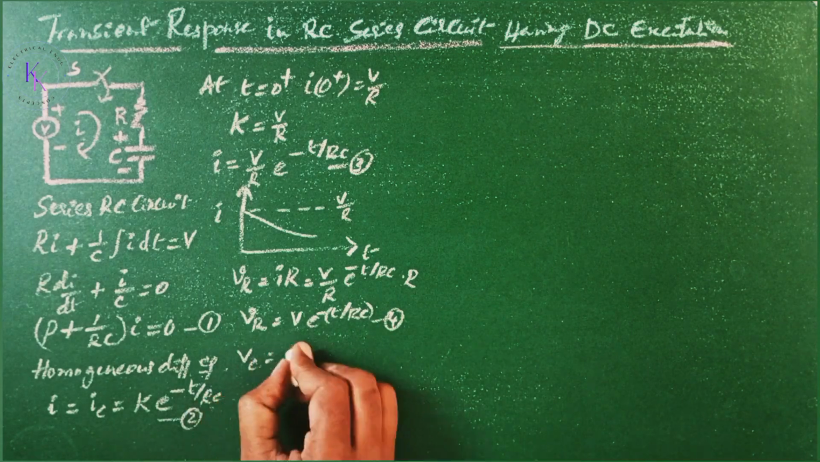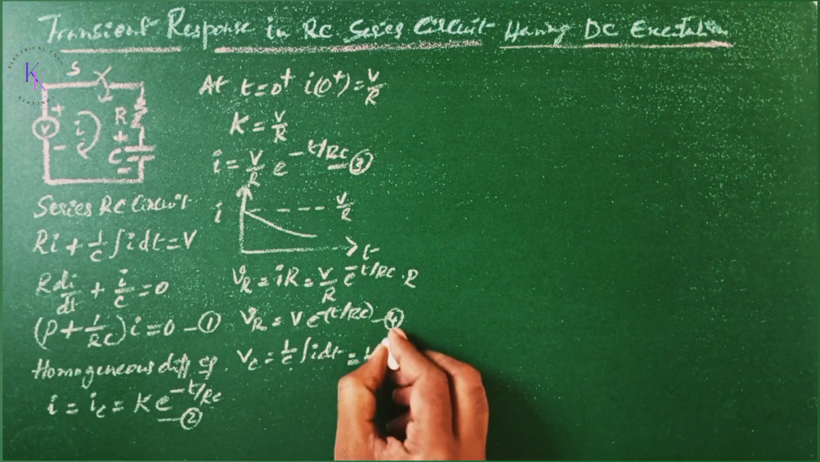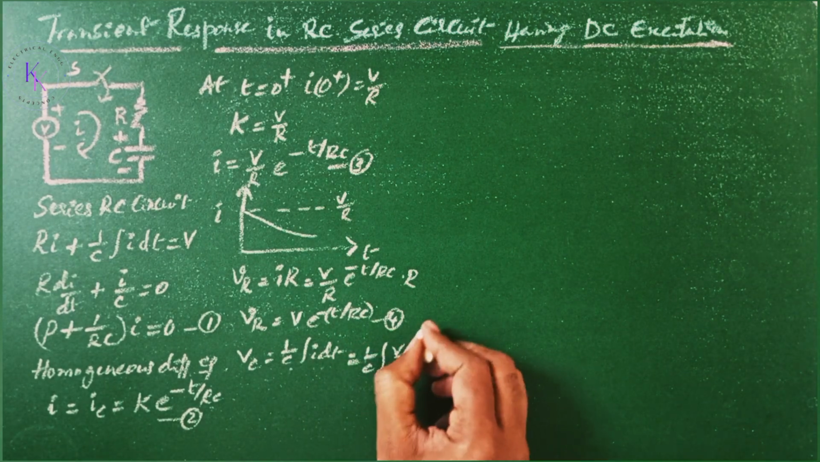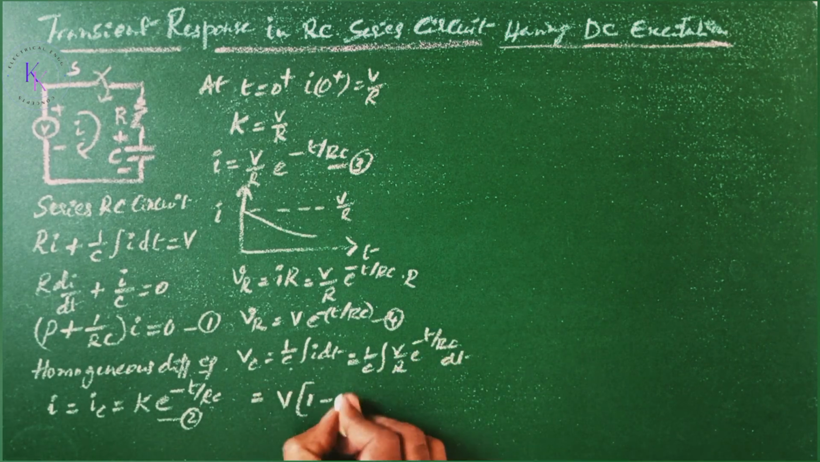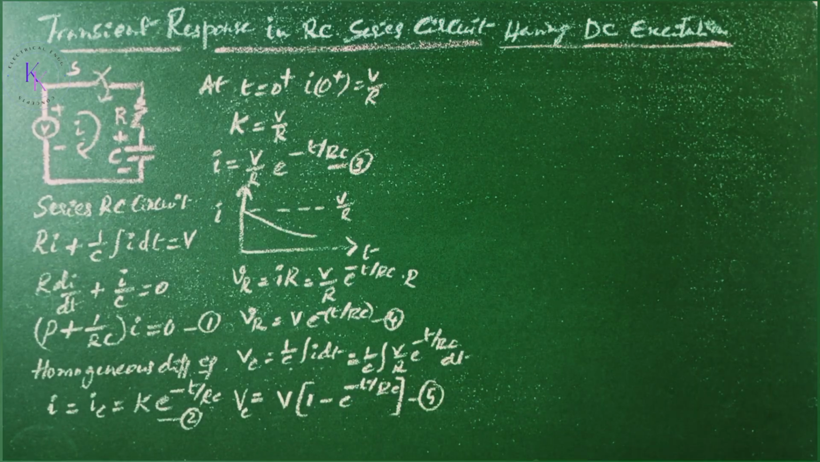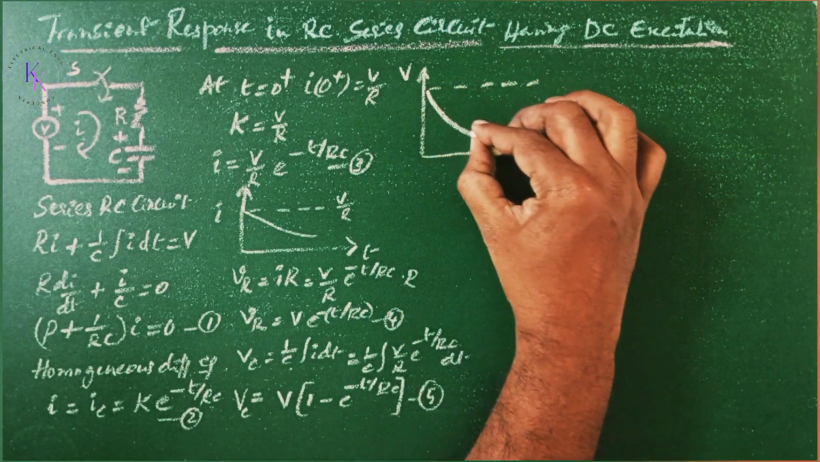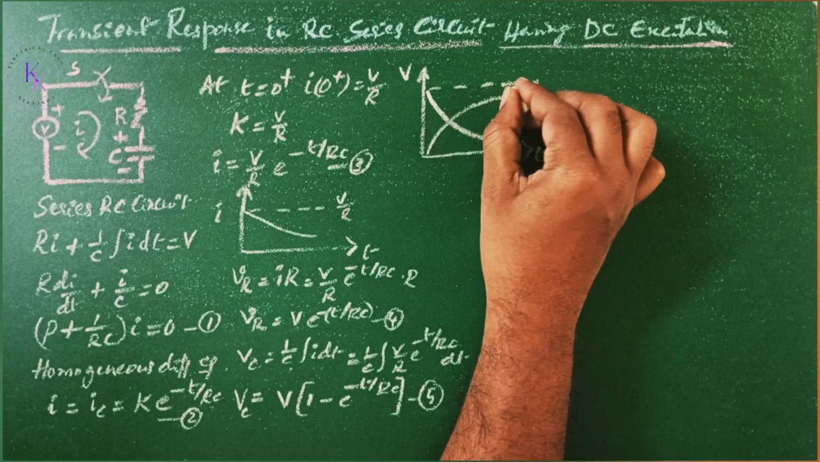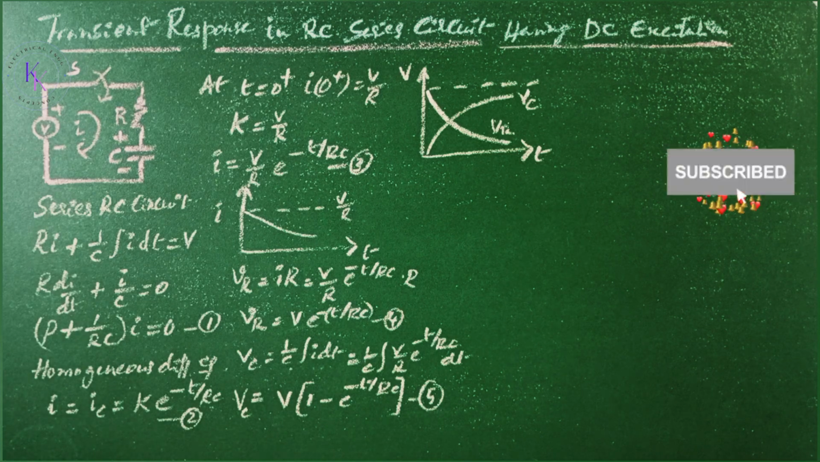And VC equals 1 by C integral i dt, that equals 1 by C integral of V by R e to the power of minus t by RC dt. That equals V times (1 minus e to the power of minus t by RC). Equation number 5. Observing equations 4 and 5, it reveals that VR is a decaying function and VC is an exponentially rising function. As shown here, with respect to t, this is voltage V, this is VR, and this is VC. The steady state voltage across the capacitor is V.